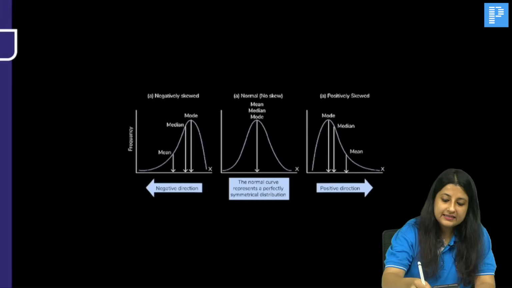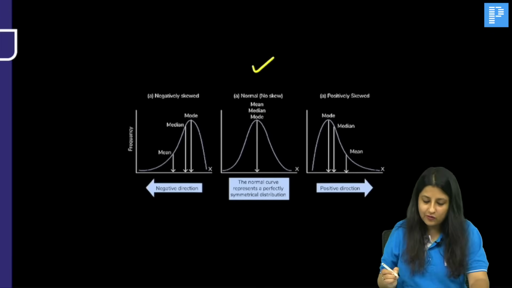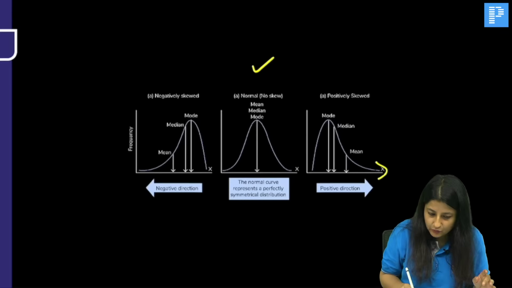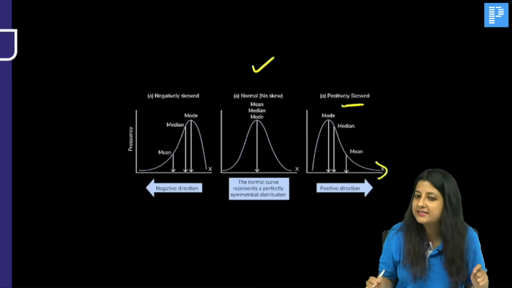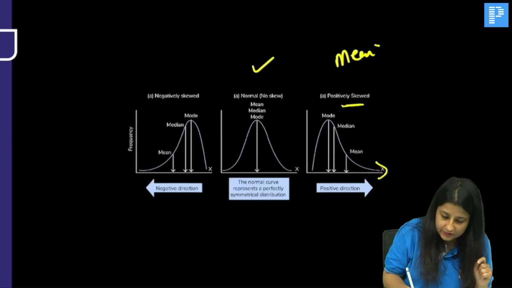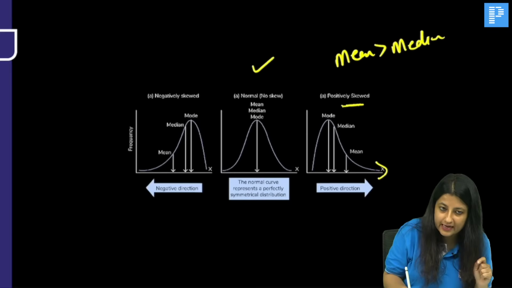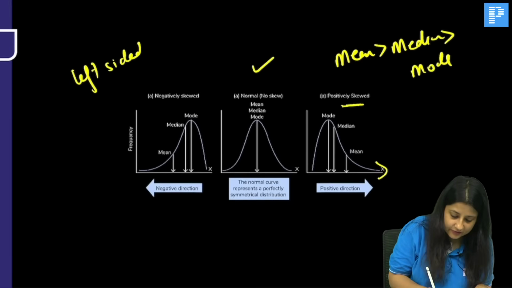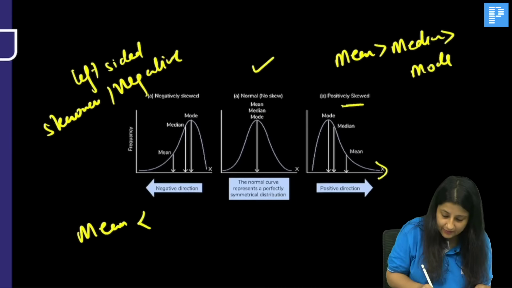So, if you look at this image, guys, the first one, of course, is normal distribution: mean, median, mode, all are on the same side. If you have the curve pointing towards the right, it is positively skewed or right-sided skewness. For this, you must remember mean is more than median is more than mode. And if the tail is towards the left side, guys, it is left-sided skewness, or you can also call it negative skewed. For that, what you have to remember, mean is less than median is less than mode.